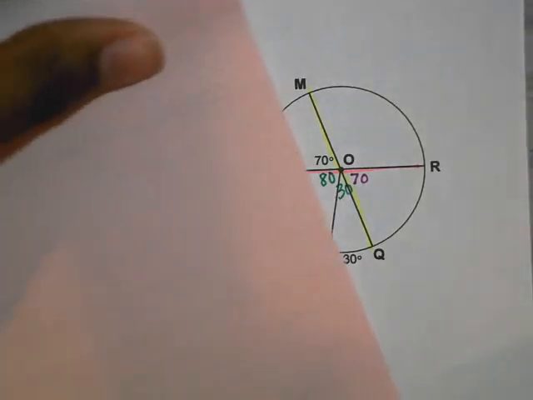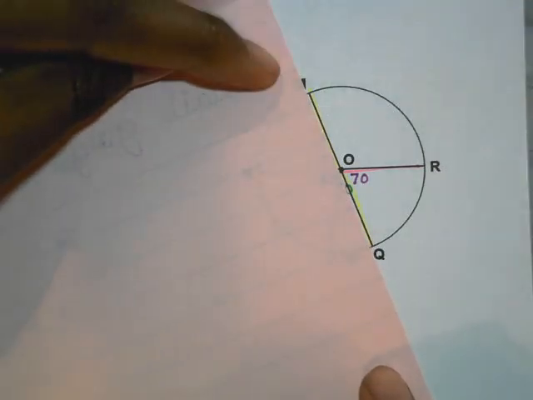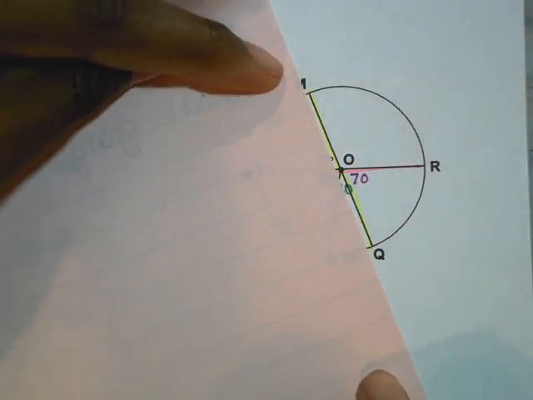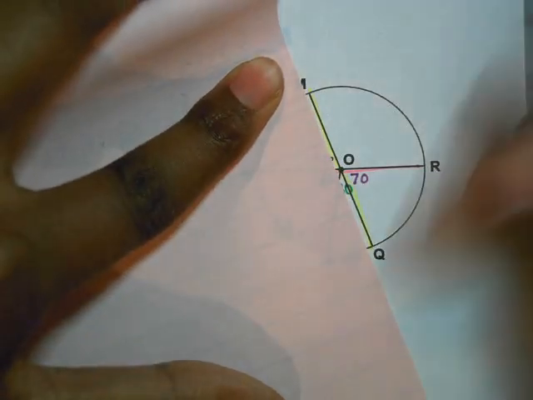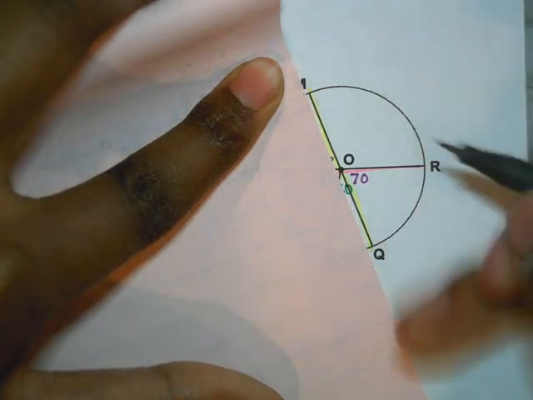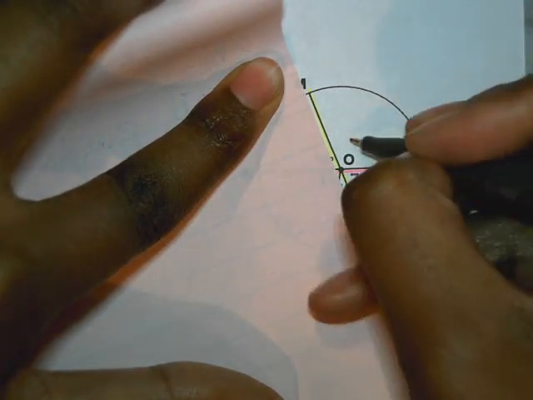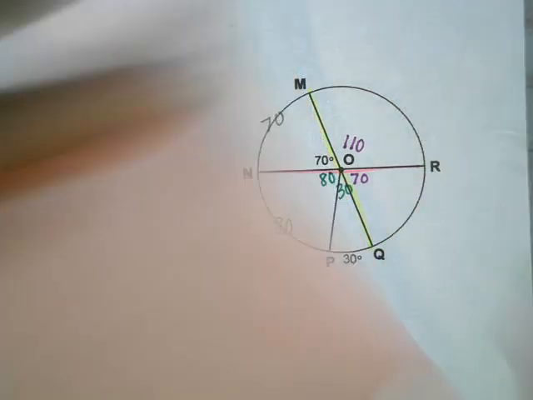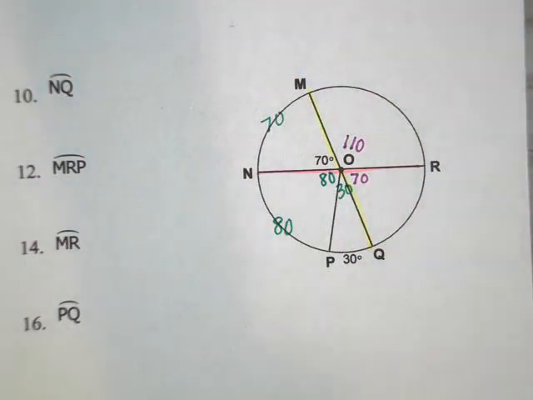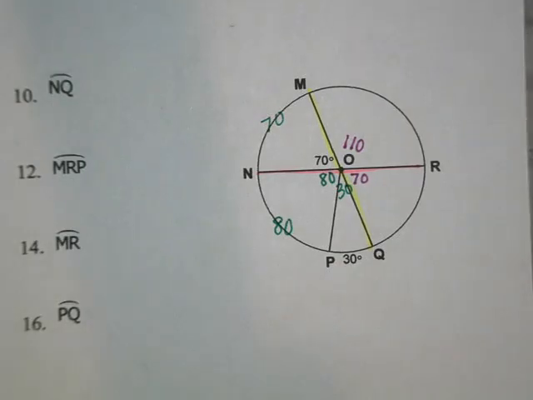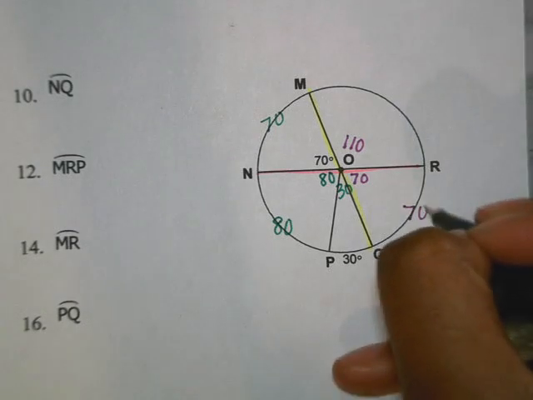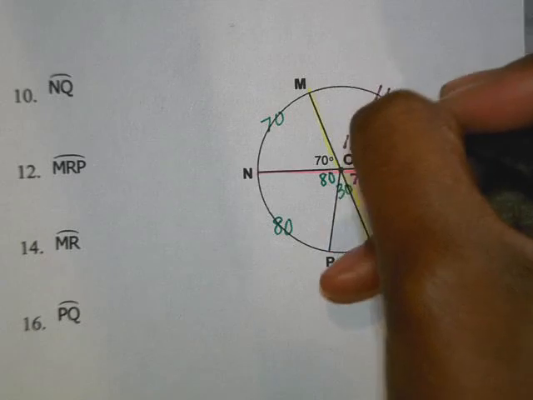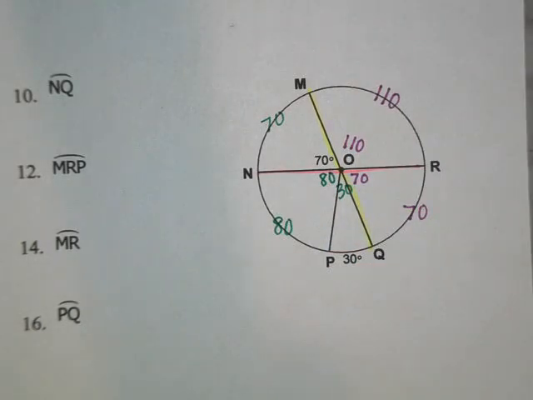So if I look at half my circle on the diameter, I know half the circle is 180. So if this piece here is 70, if I do 180 minus 70, I am left with 110. And now that I have my central angles, I can go ahead and label my arcs. That's going to be 70 and that is going to be 110, because your central angles and your arcs are the same.